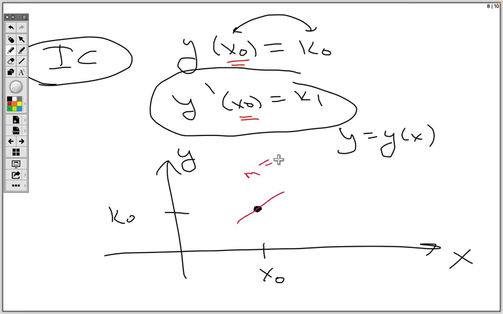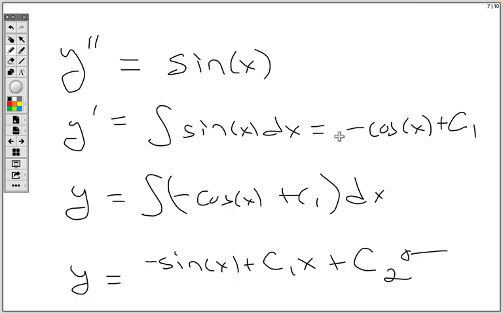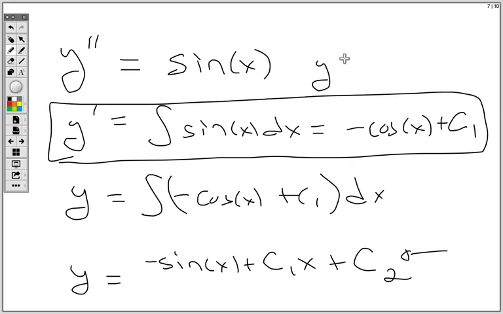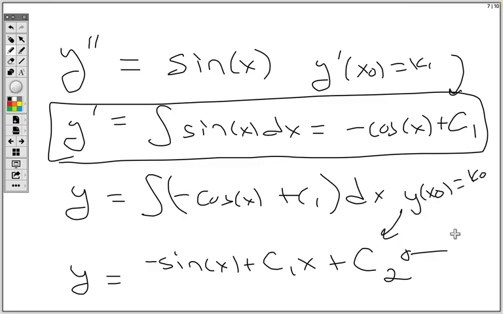So here the slope is k1, and that's what we're going to need to help us pin this down, right? In the grand scheme of things, the y prime has one constant, so y prime at x naught is k1 is going to help us figure out the c1. Once we know the c1, then we can plug the initial value in here. Right. So far so good, folks. Does all this seem to make sense?